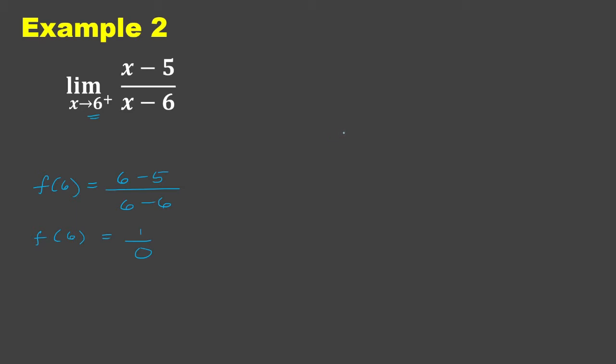So let us try to substitute values from the right of 6. In reference to the given function, let's say we have 6.001 minus 5 over 6.001 minus 6. Analyzing the signs, the numerator would give us a positive answer over a positive answer. So positive divided by positive would be positive, and that is infinity for our example 2.